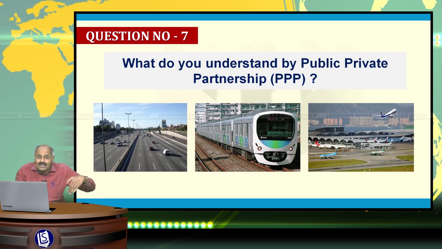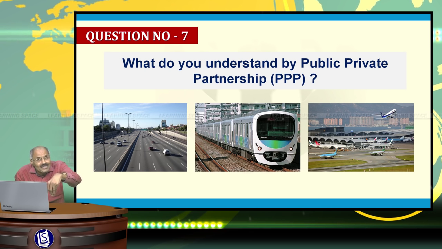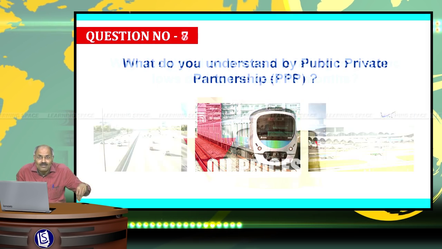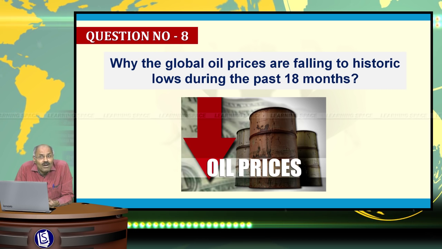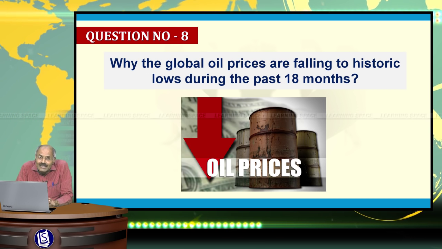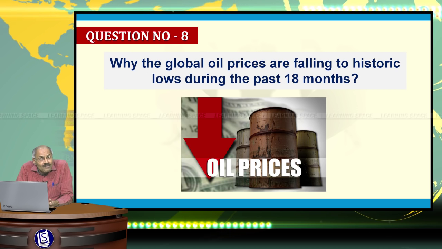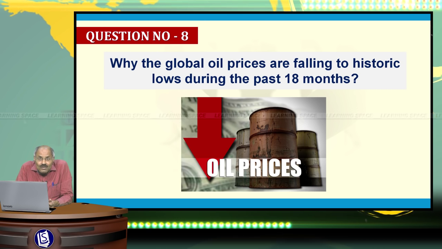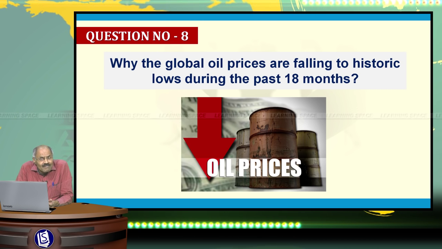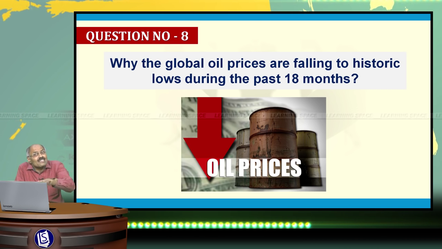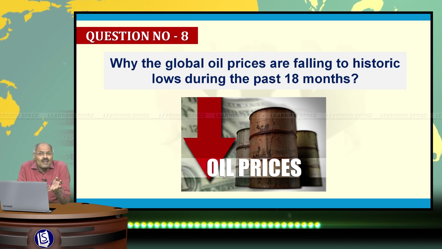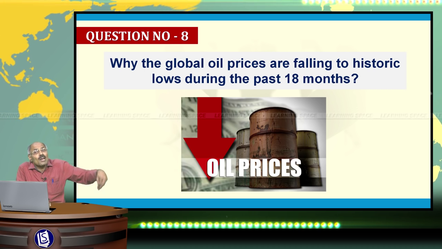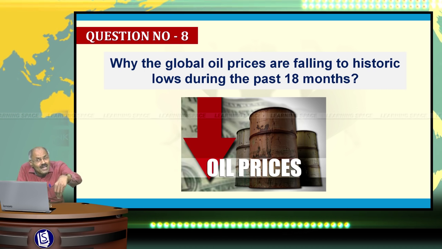So, nowadays the model of development in the countries is through public-private partnership. Why are global oil prices falling to historic lows during the past 18 months? Straightforward answer is, there is a recession across the world. During the past 7-8 years, off and on there is a recession. Economies are not going on the expected lines. Even China has slowed down. Global oil demand came down.